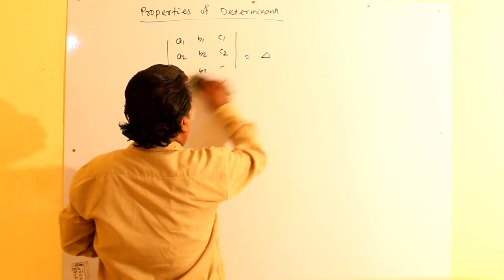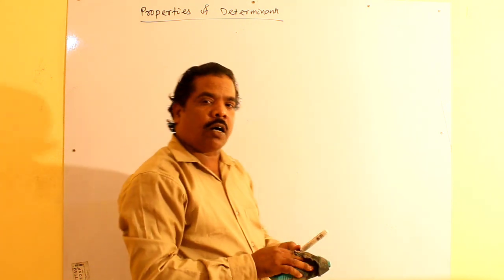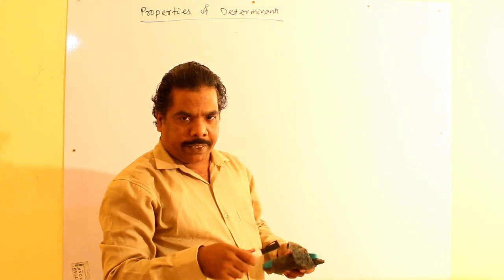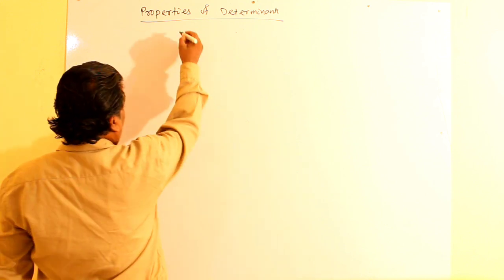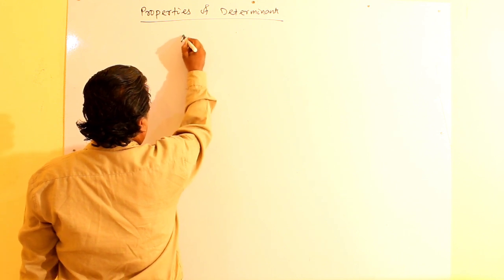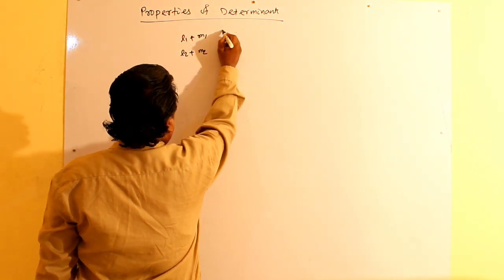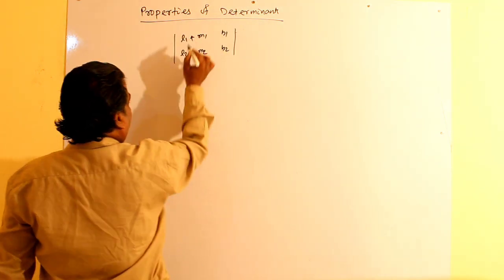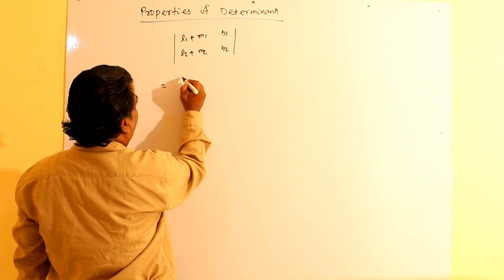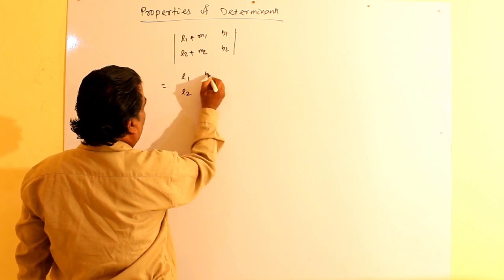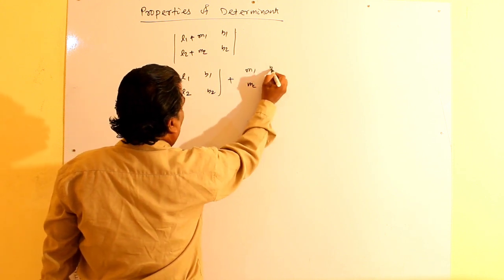Next, if all the elements of any row or column consist of two or more terms, then the determinant is expanded as two or more determinants. Suppose a determinant is equal to L1 plus M1, L2 plus M2, and B1, B2. Here, the elements of column 1 consist of two terms. Then the determinant is expanded as two determinants: L1, L2, B1, B2 plus M1, M2, B1, B2.